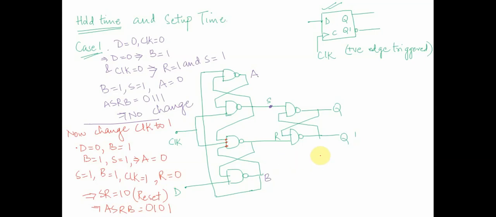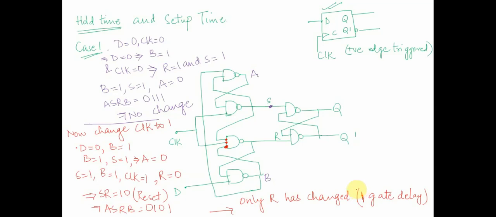If you see over here, whenever we moved clock from 0 to 1, only R changed, and it took one gate delay for R to change. Basically, when we made clock equal to 1, S was already 1 and B was already 1. Just that when the clock became 1, after one gate delay, R changed to a value 0.